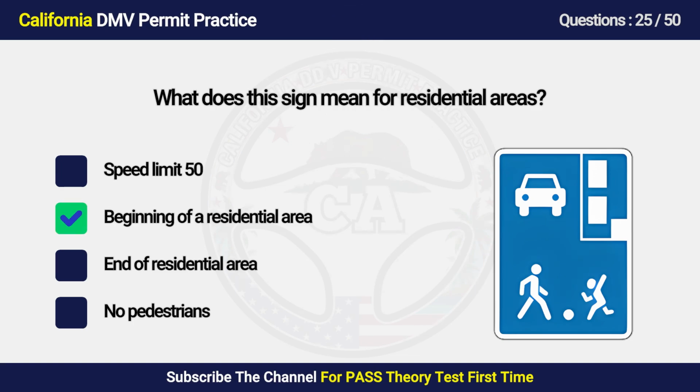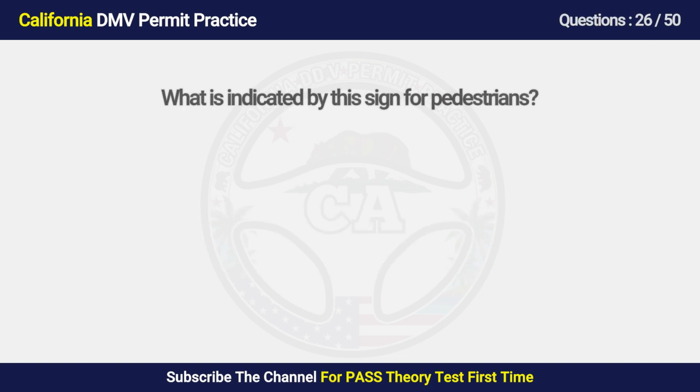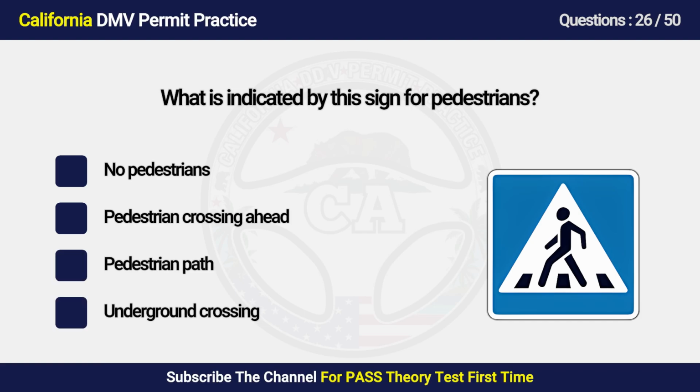Answer is B. Beginning of a residential area. This sign indicates the beginning of a residential area, often implying speed limits and increased caution for pedestrians and children playing.